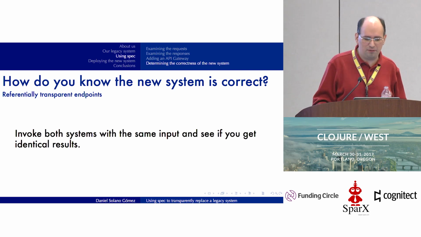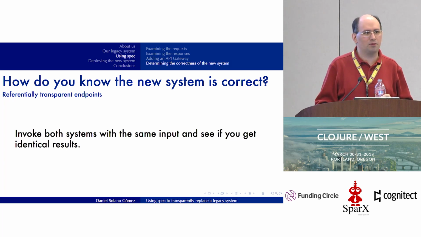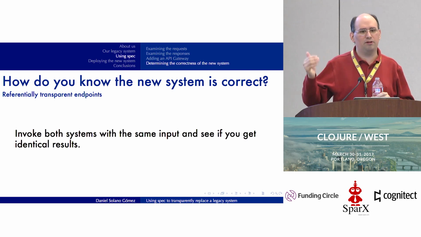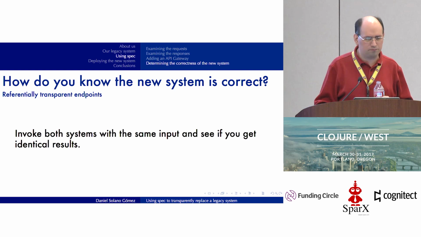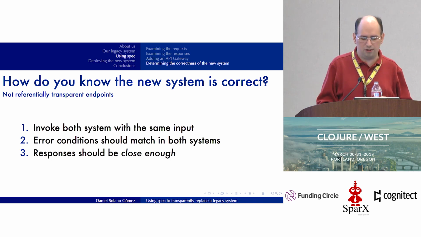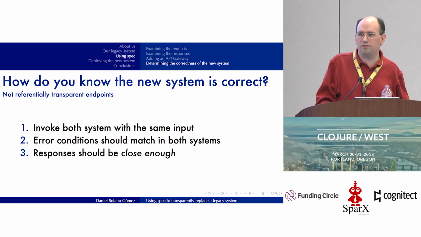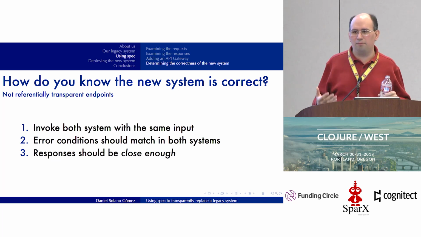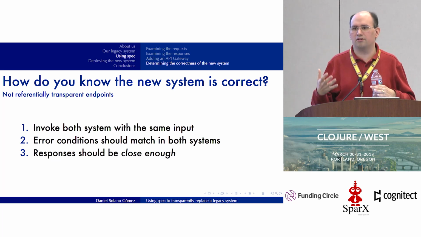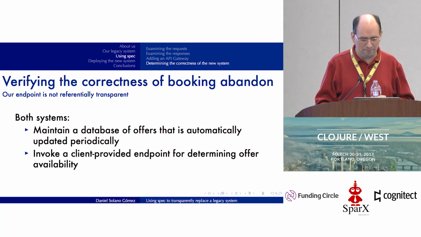If your endpoint happens to be referentially transparent, then this is trivial. You just invoke both endpoints with the same input, and you should have identical output. But most systems are not like that. They have some sort of state or something that affects the output. And fundamentally, the technique is the same. You just invoke both systems with the same input, but then when it comes to considering whether the output is correct, this really depends on your particular application. Again, error conditions, don't forget about them.